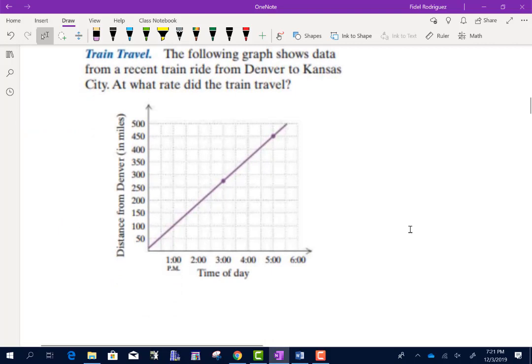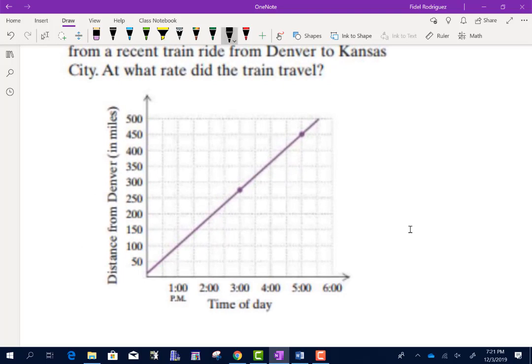All right, look what it says. Train travel. The following graph shows the data from a recent train ride from Denver to Kansas City. At what rate did the train travel? Okay, so let's take a look here, guys. This is the distance in miles. Let me see if we can figure this one out right here.